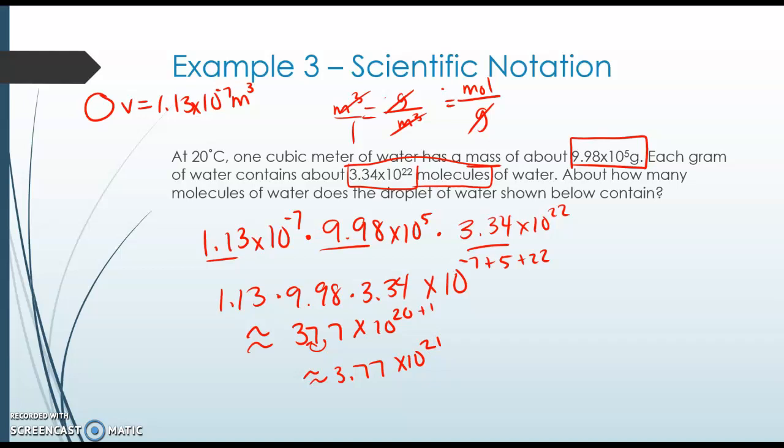And so what does that mean? The droplet, this little droplet here, contains about 3.77 times 10 to the 21 molecules of water. I don't know if you can comprehend that. That means 19 zeros after that 7. That's how many molecules of water are in that droplet. All right, but that's why we use scientific notation. Using scientific notation in science and engineering, etc., is really, really helpful. That is where exponent rules come into play the most.